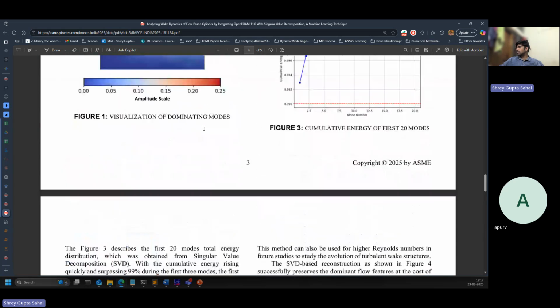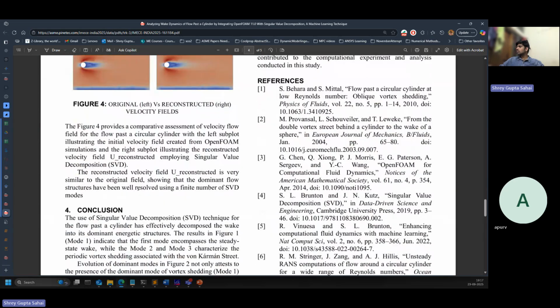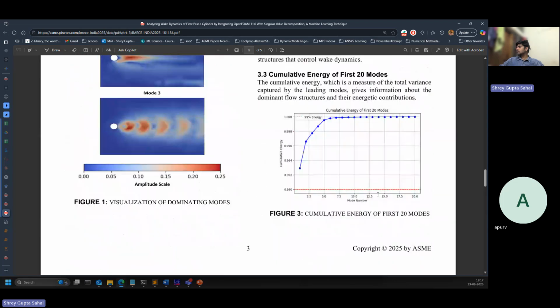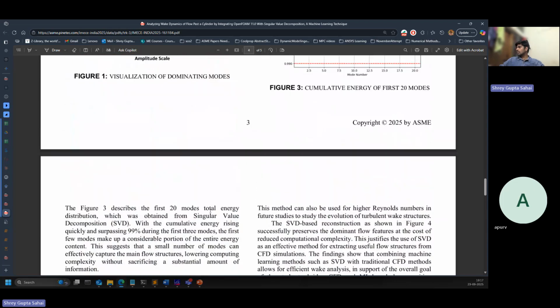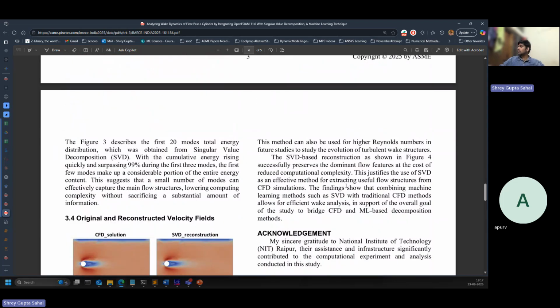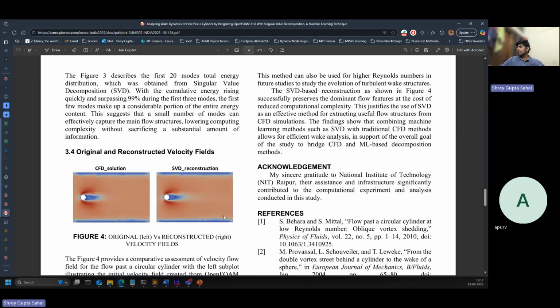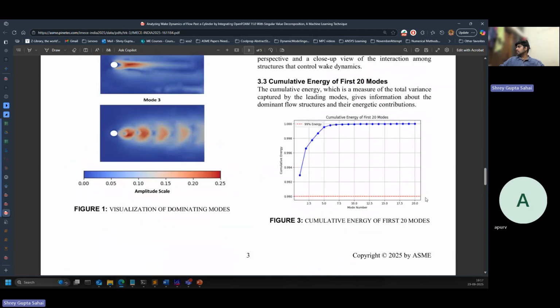I think the error is also something that he must have plotted, no? He has not plotted the error. The paper is quite small. Just wanted to show you again the importance and advantages of, it's actually very fancy, SVD.